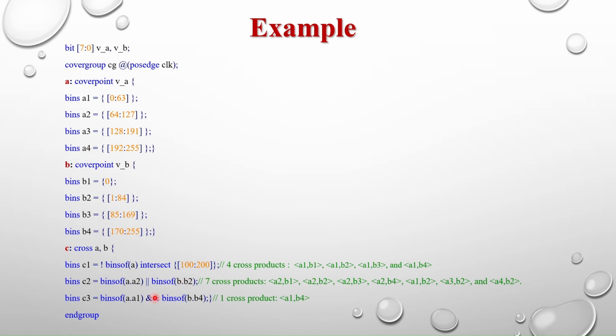But we have an AND operator here. So it's not an OR operator to add both, right? So we have to find the intersect of the values. Here we have an AND operator. AND means A dot A1 and B dot B4. Only one cross product, A1 and B4, right? So A1 comma B4 is the only cross product that satisfies the AND operation. Okay, so one cross product will be created for bin C3. So you just understand the logical operators first, then you will understand how to do the cross product. Okay, so this is about the bins of and intersect construct. Next we will see the with clause and matches construct.